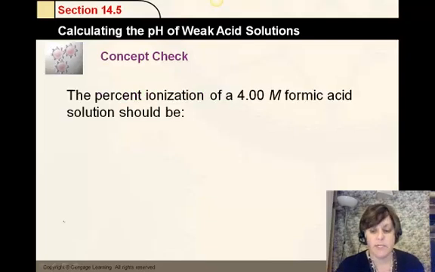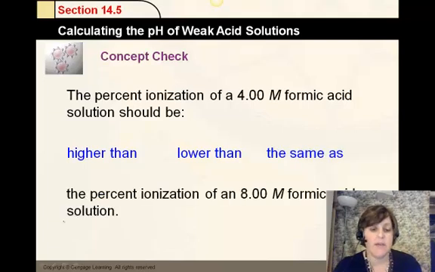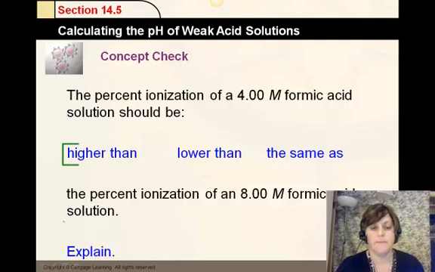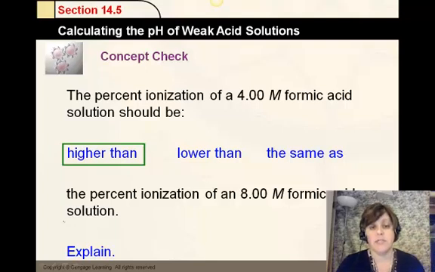The percent dissociation of a 4 molar formic acid solution should be higher, lower, or the same as the percent ionization of an 8 molar formic acid solution. Let's figure that one out. What do you think? It should be higher because remember, formic acid doesn't dissociate well. So if the concentration of the overall acid is lower, a greater percentage of those particles will be ionized. So actually the percent ionization is going to be higher.